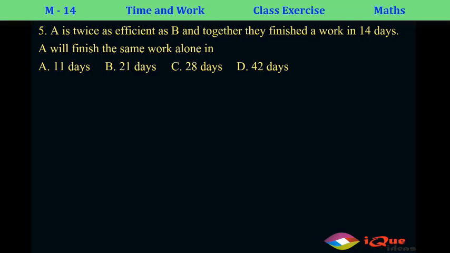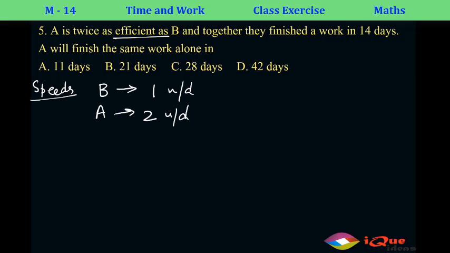Now in this question, it says A is twice as efficient as B. So let's assume that the speed of B is 1 unit per day. That means the speed of A will be 2 units per day, because A is twice as efficient. Remember, efficiency means speed. So it is twice efficiency, that means double speed.